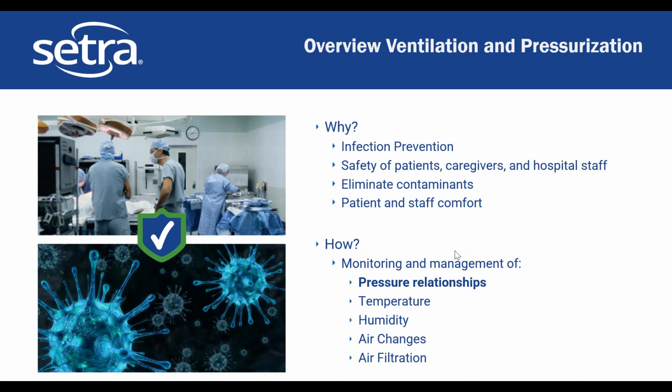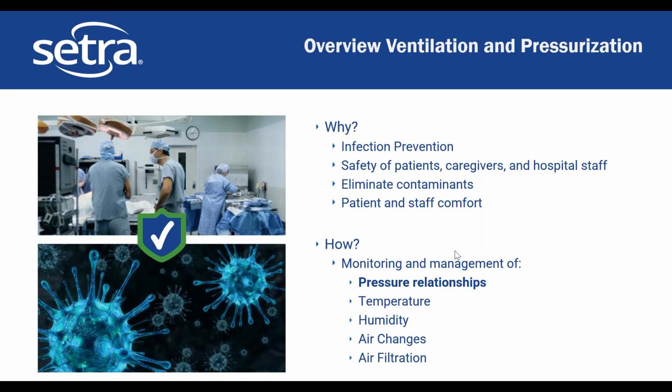So how do we go about this? The primary things are monitoring and management of environmental conditions, with the very first one being pressure relationships, which we'll concentrate on mostly today. We concentrate on pressure relationships because this ensures that contaminants stay out of spaces they shouldn't be in. It makes sure that infection, bacteria, and other viruses stay out of areas they shouldn't be in, or stay in, in some instances when we have isolation spaces.